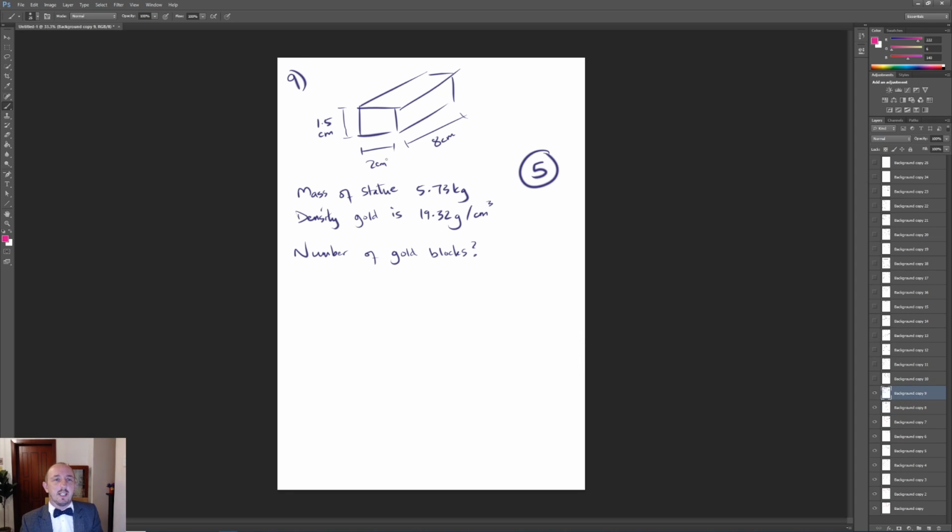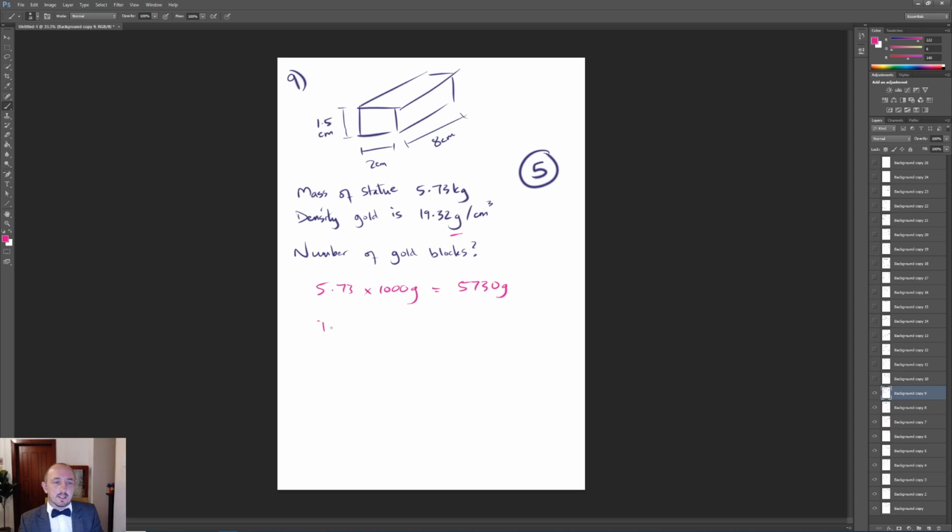Question 9 was a gold block that we melt down to make statues, and it wants to know how many blocks we want. So we've got a density and mass and volume question here. So if we have the mass of the whole statue is 5.73 kilograms, that's 5.73 times 1,000 grams, because the density is actually in grams, which is usually in kilograms. So that's going to be 5,730 grams, and the density of gold is that.